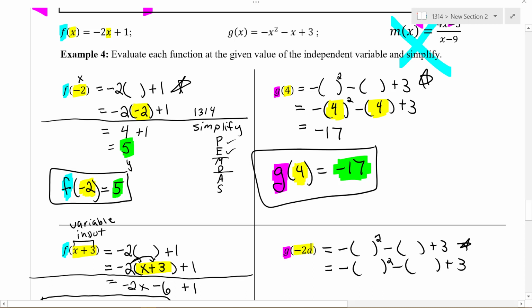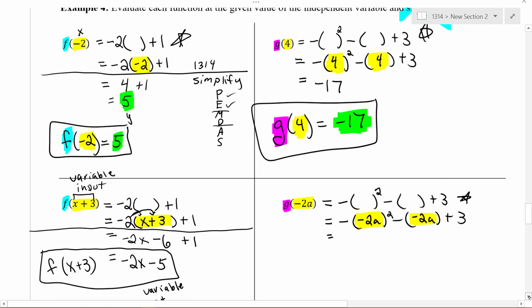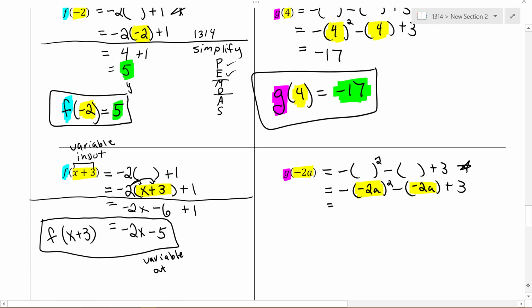What are we putting inside? Well, we're going to go to what's in the parentheses on the left side of the equal sign, and we're going to drop that into all of the parentheses that are on the right side of the equal sign. So I'm going to put a negative 2a and a negative 2a. Now we're going to practice simplifying this. Because it has variables, we're going to practice simplifying this by hand.